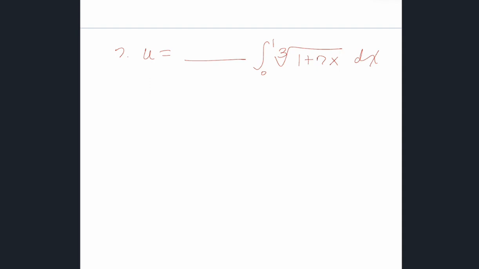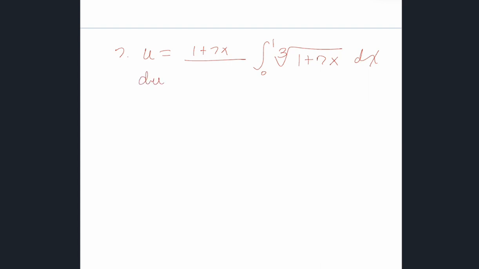Can anyone tell me what appears to be stuck? 1 plus 7x, that's right. Now, the only thing left in the problem is a dx, because if we stick the u in there, the only other x in the problem is a dx. So we just have to do the derivative and see what happens.